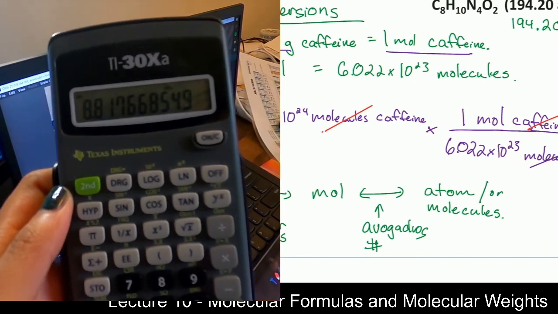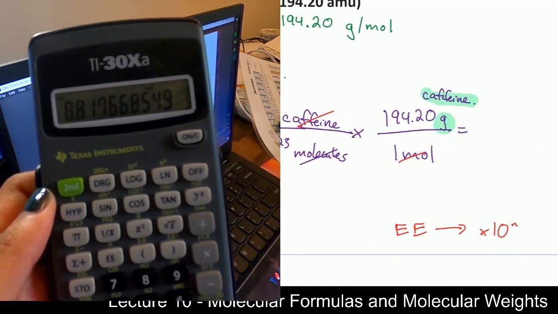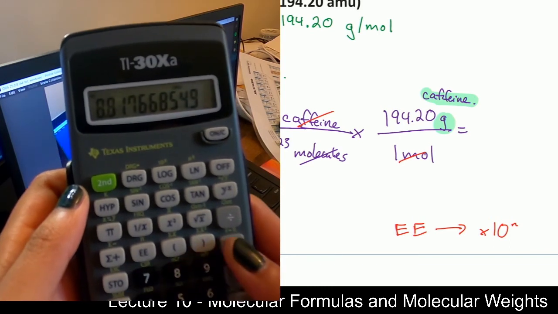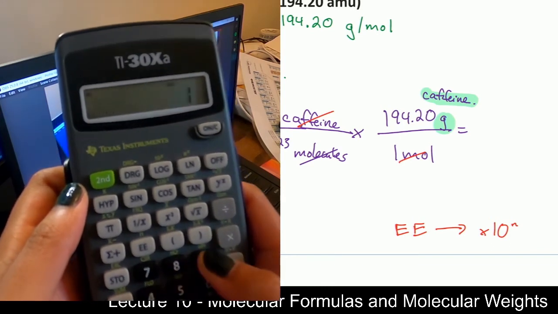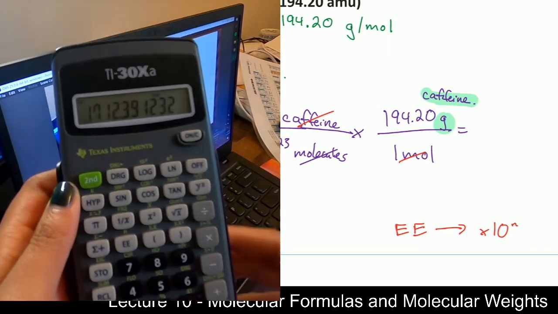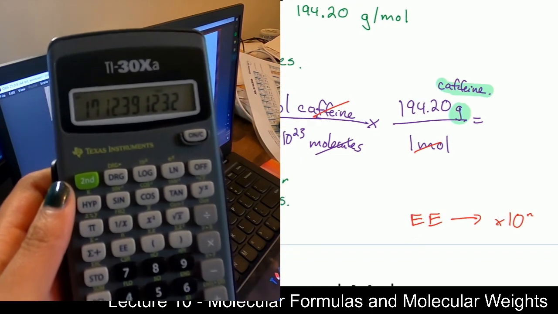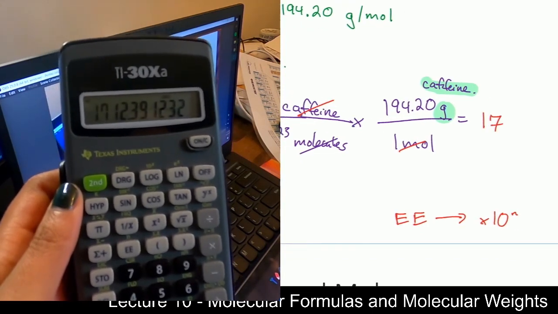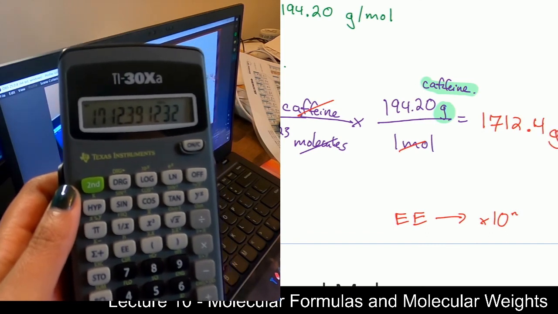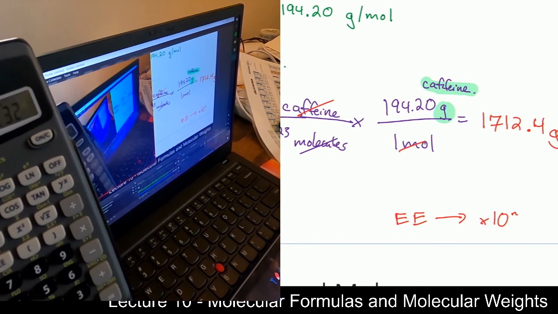But I'm not quite done yet. I still have to multiply by the molar mass of caffeine. So times 194.20 equals, and there it is. There's our answer. Our answer here is 1712.4 grams of caffeine. So that's how you input that in your calculator.